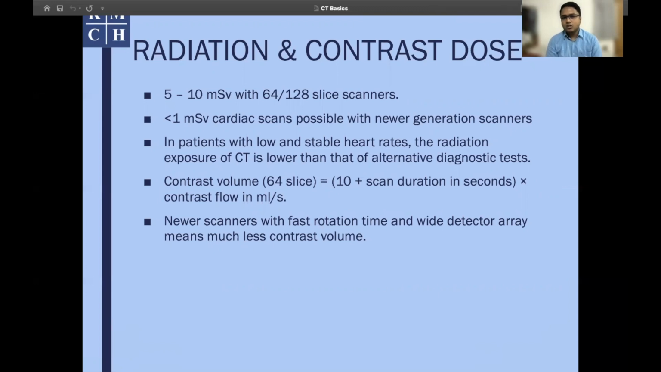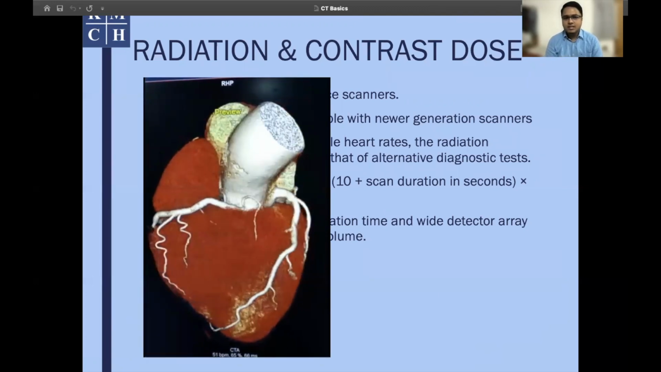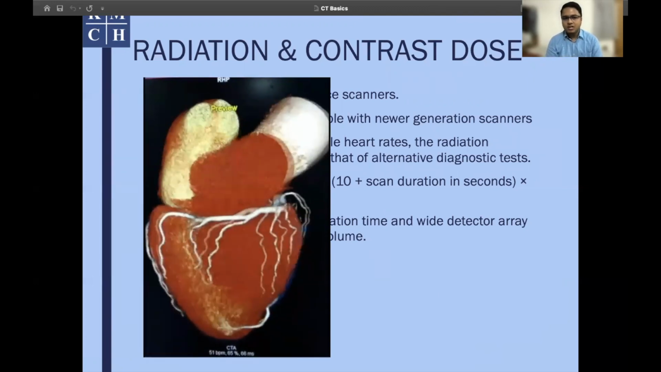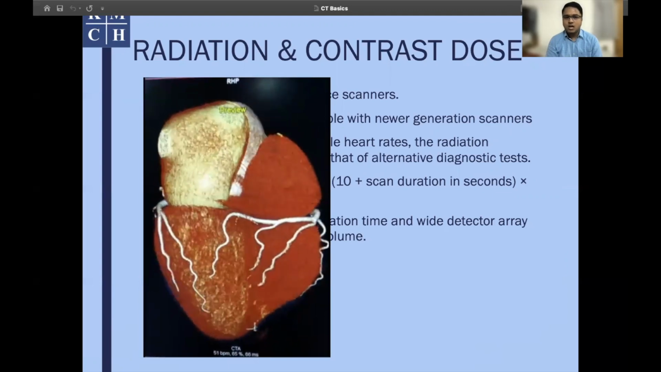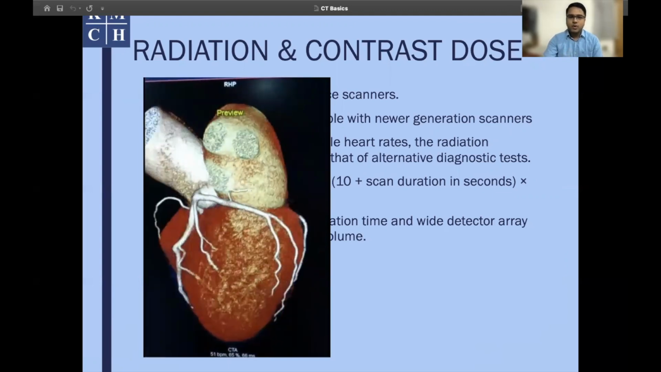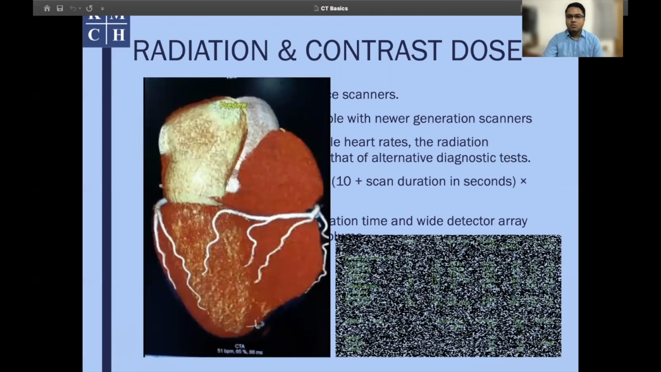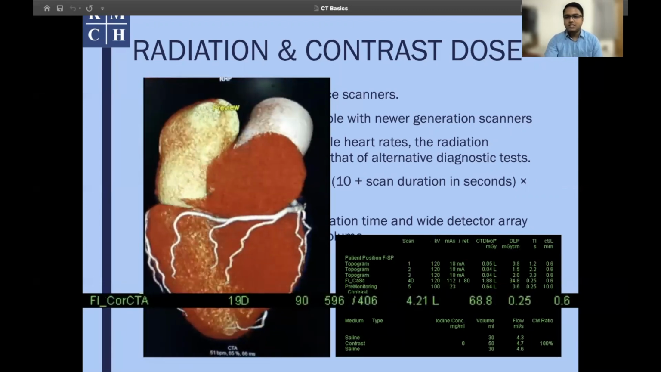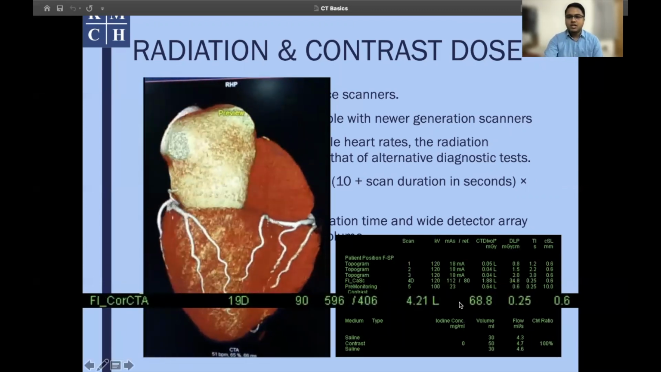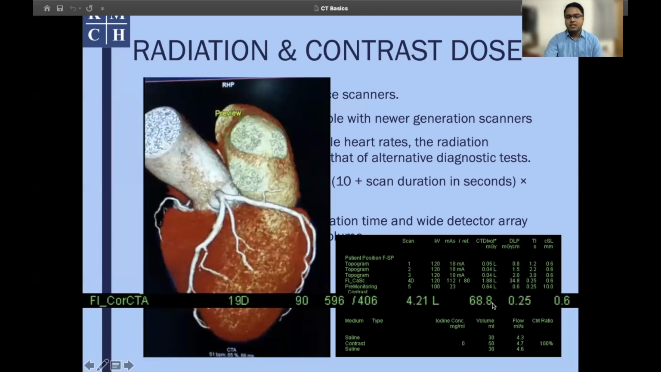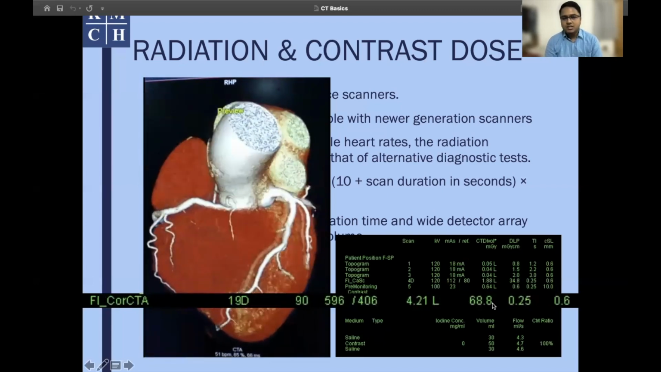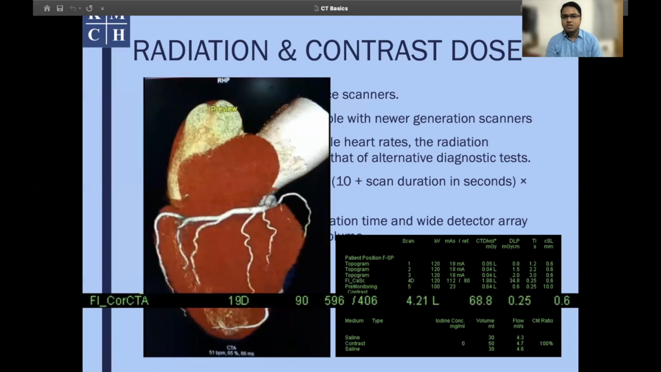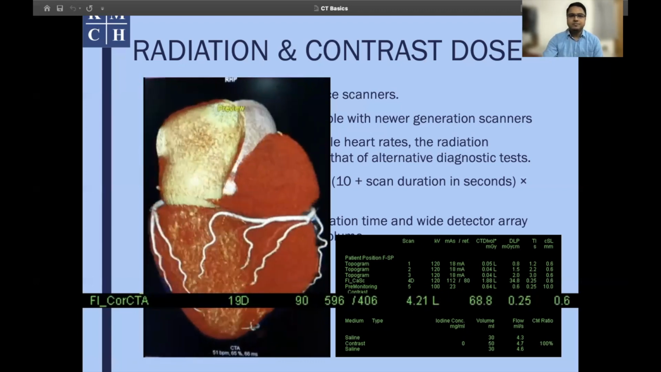Whereas in a 64 or a 128 slice scanner, you will need to use around 70 to 80 ml of contrast. So this is again another CT coronary angiography in a patient with a stable low heart rate. This good quality CT coronary angiography was obtained with a radiation dose of less than 1 millisievert. As you can see here, the DLP for this cardiac scan was only 68.8, which means that the radiation exposure to the patient for this CT coronary angiography was less than 1 millisievert.